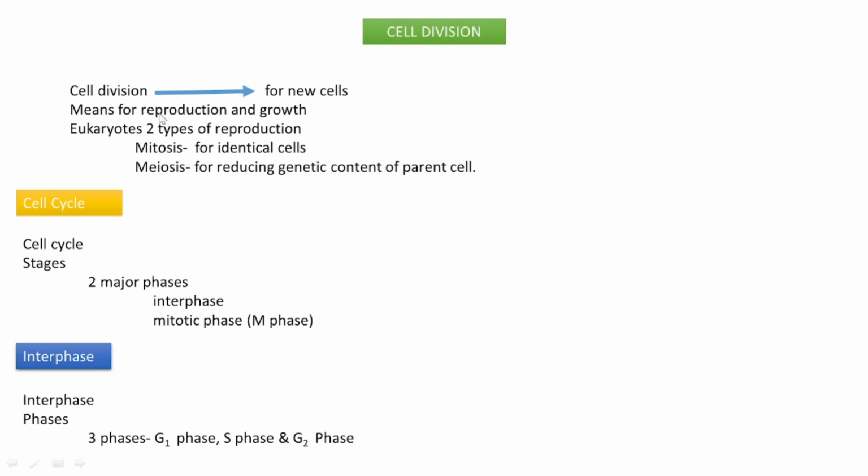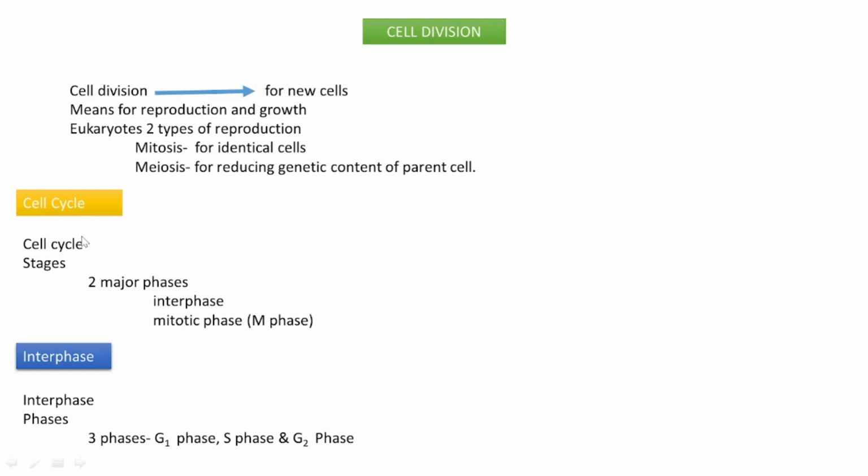It is cell reproduction. In eukaryotes, cell reproduction is of two types. They are mitosis and meiosis. Through mitosis, the formed daughter cells are identical to the parent cell. But in the case of meiosis, the formed daughter cells are not similar to the parent cell. In what aspect is it different? With regard to the genetic content. If we take the genetic content of the daughter cell, it is half that of the parent cell.